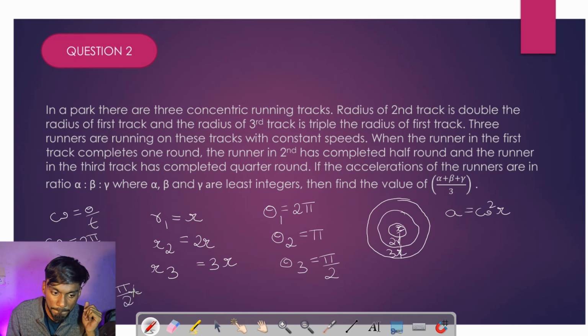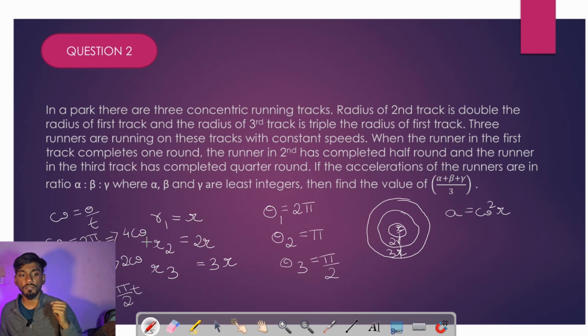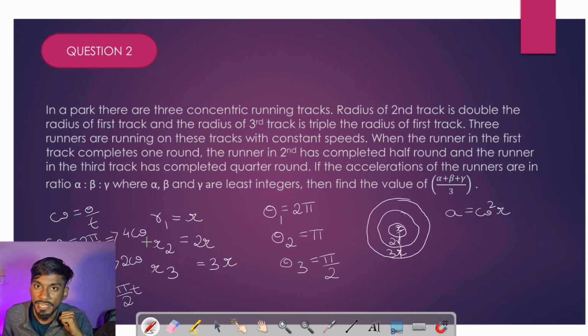If I say pi by 2 times t as omega, right? Omega 2 becomes 2 times of that. So this becomes 2 omega and this becomes 4 omega. Now you have the values of omega and the values of radius. Now just substitute in the acceleration part.